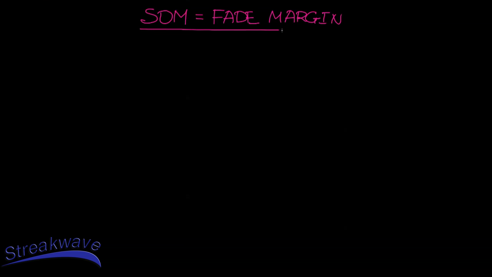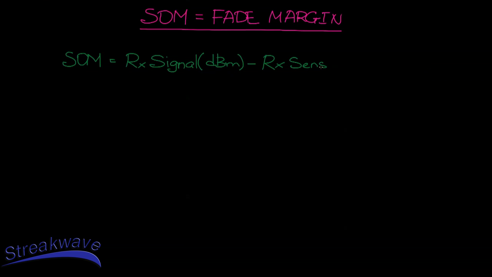Okay, two key components of system operating margin are the received signal, measured in dBm, and then you're going to subtract your received sensitivity, also measured in dBm. Okay, received sensitivity, let's talk about that one.